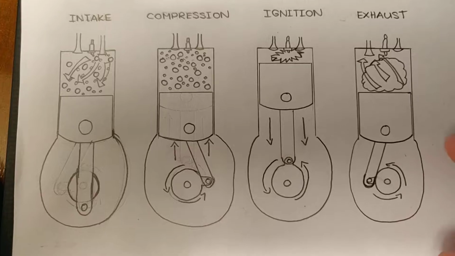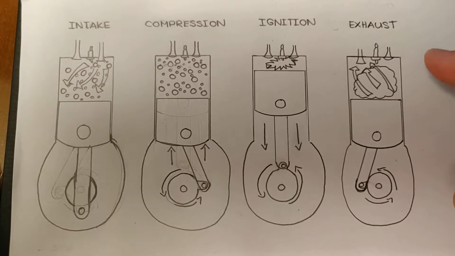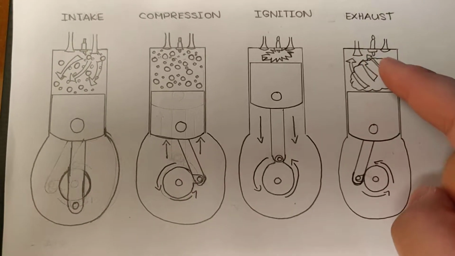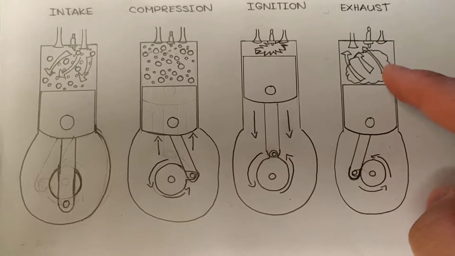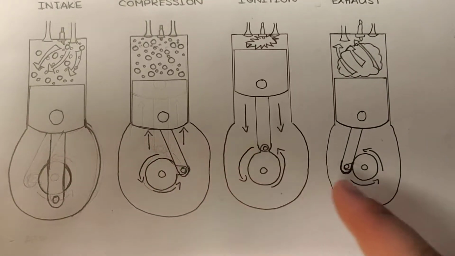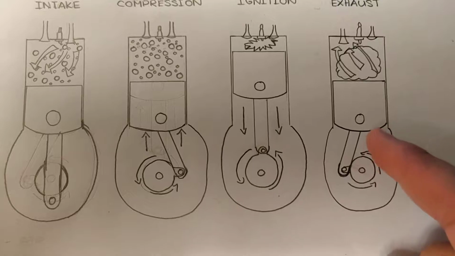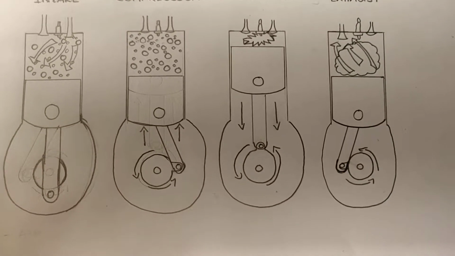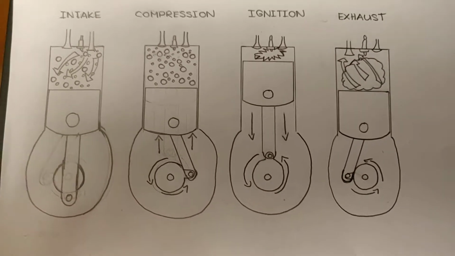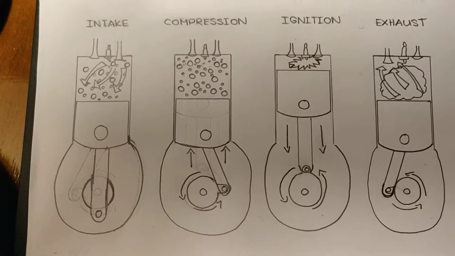In the final phase, the exhaust phase, the second valve opens to suck out the vapors left over from the explosion in the ignition phase. From here, the gases will exit the engine through the exhaust pipe out of the back of the car. And those are the four stages of the internal combustion engine.